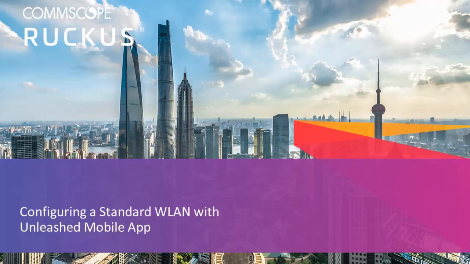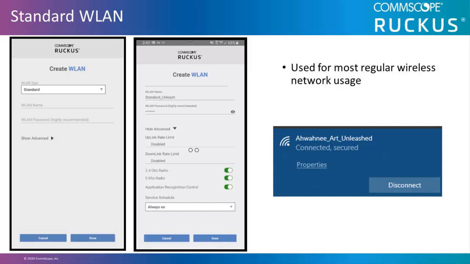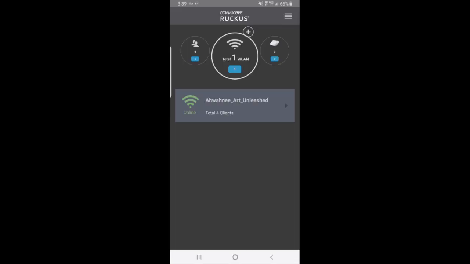In this video, I'll demonstrate how to configure a standard WLAN using the CommScope Ruckus Unleashed mobile app. This type of WLAN can be used with specific options for employees or guests and is used frequently for most regular wireless network usage.